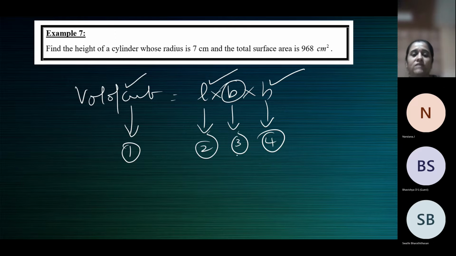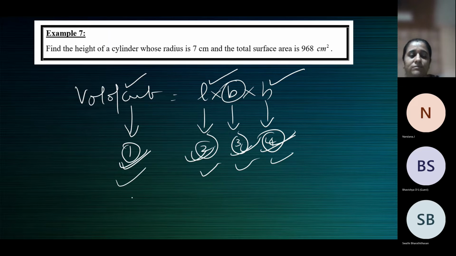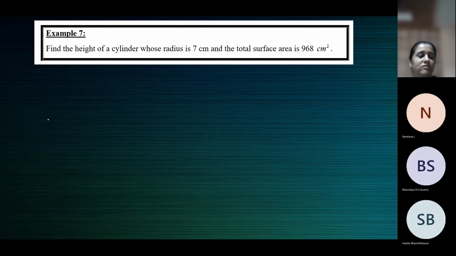There are 4 unknowns. When you know 3 of them, you can find the 4th one. So supposing you're given volume, length and breadth, you can find the height. If you're given length, breadth and height, you can find the volume. If you're given the volume, breadth and height, you can find the length. So like that. Very easy.